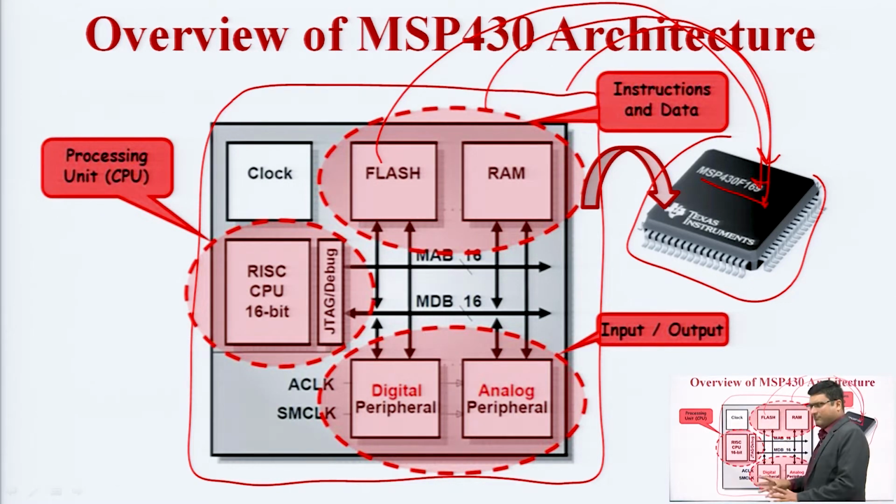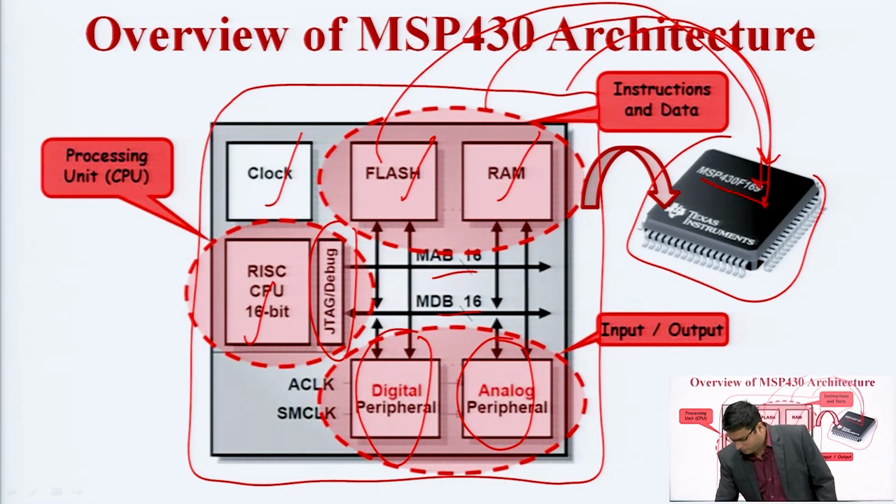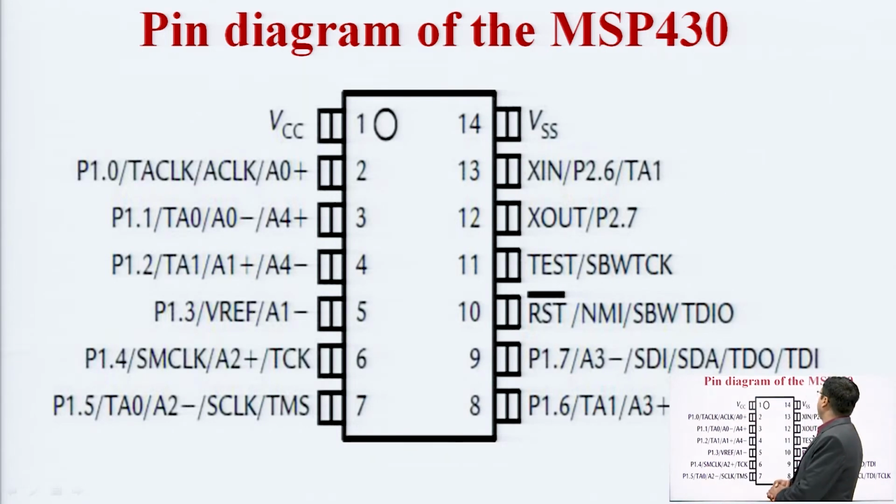Blocks may vary according to the members of the family, but some blocks are common in each and every member of the family. So a flexible clock system is there, flash or RAM memory is there, a common address and data space, digital peripherals and analog peripherals, a 16-bit RISC processor, and a JTAG interface. These are the common blocks available in each and every member of the MSP 430 microcontroller family. Now we will start with the pin diagram of the MSP 430.